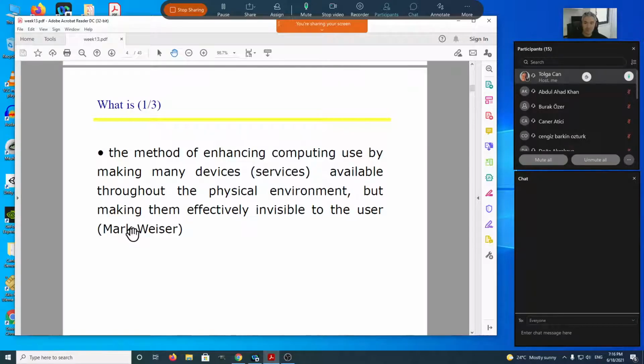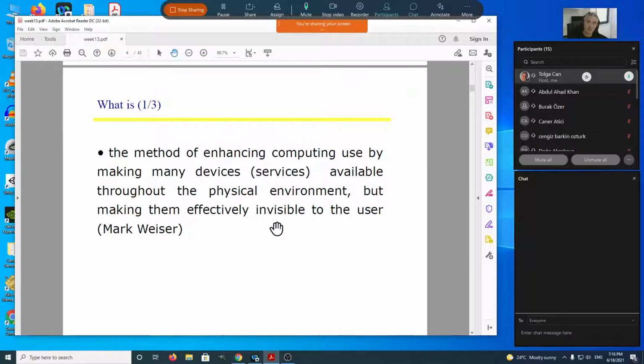But here, Mark Weiser can be considered as the father of ubiquitous computing. He was a researcher in Palo Alto Research Center, Xerox PARC, and they developed many projects that were really visionary at that time. Even in 1980s, they developed really nice, interesting user interface projects.